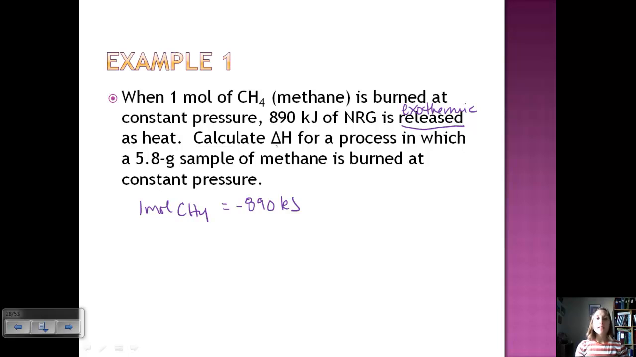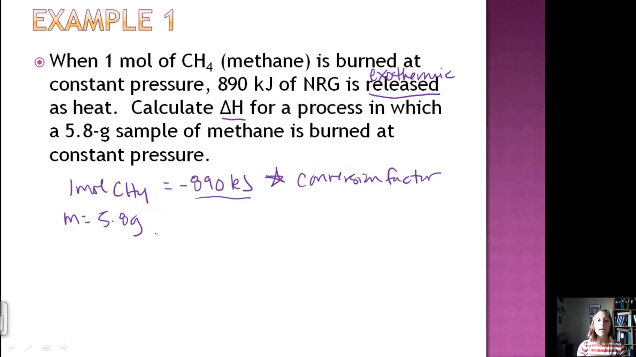They want us to calculate the delta H, the change in enthalpy, for a process in which a 5.8 gram sample of methane is burned at constant pressure. So here's what we need to do. We know that for 1 mole, this is the amount of heat that is released. But we only have 5.8 grams. So this relationship is going to become our conversion factor, and we're going to use that to go from grams to kilojoules.